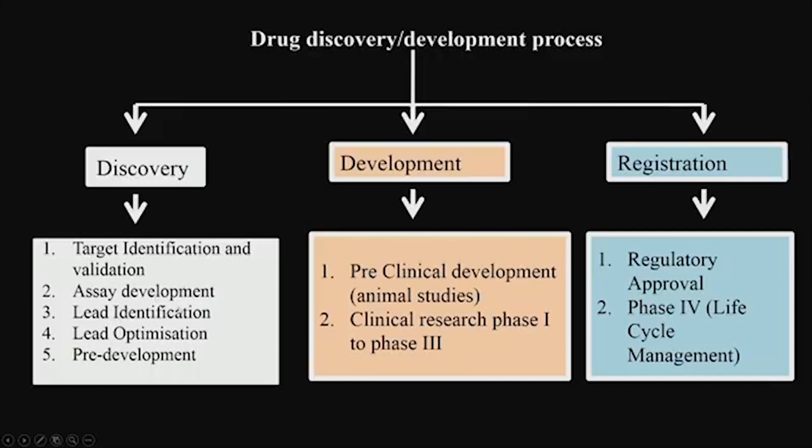Then once I identify my lead, I need to optimize the lead. That means it is a balance between activity vis-a-vis its properties. Okay. So, that is called lead optimization. Okay. Then the pre-development. Of course, the development stage we have the animal studies and clinical studies, and then of course registration, regulatory approval, looking at the life cycle. Sometimes drugs after being introduced into the market may be withdrawn because certain things which have not been thought of, it may be having problems actually.